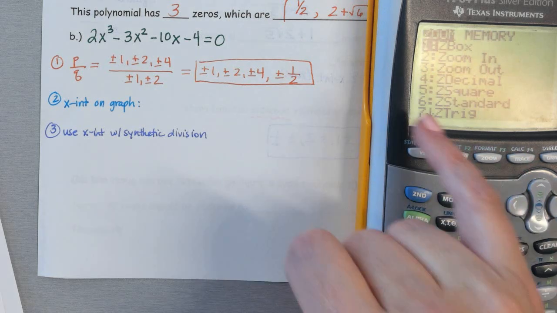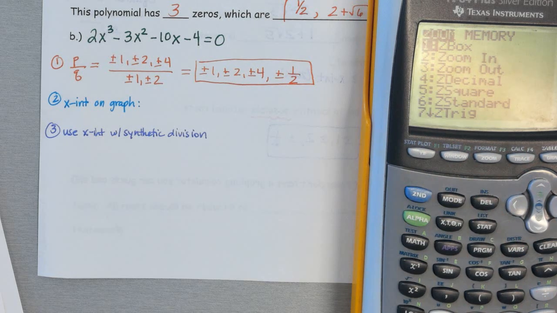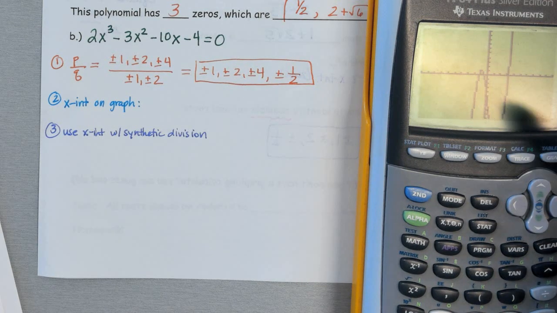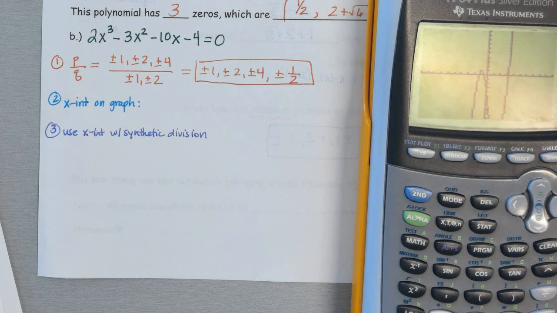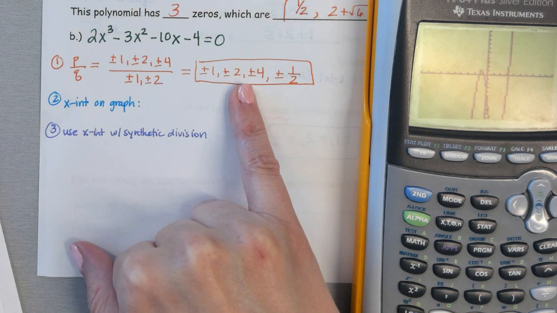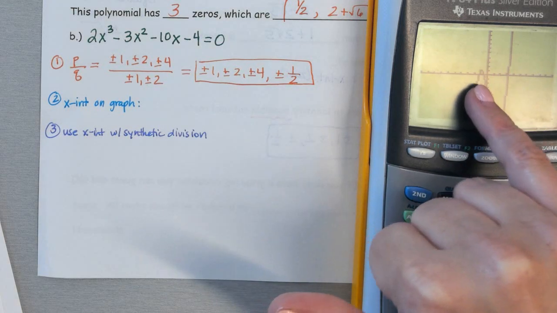I'm going to go back to standard, so I'm going to go to zoom, and then 6 is the standard. You're 10 by 10. Okay, and then I can see, oh, it looks really close to 3, but it's not like going directly through it. And 3 isn't even on our list, so that's probably not going to happen. But let's look and see what's going on here.